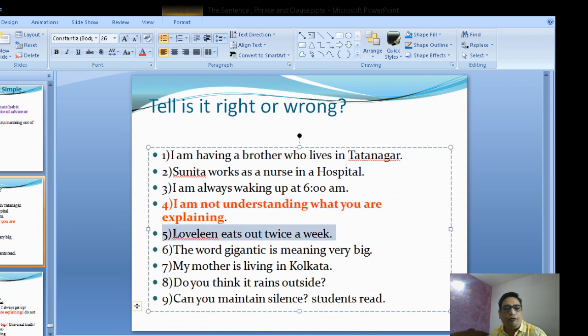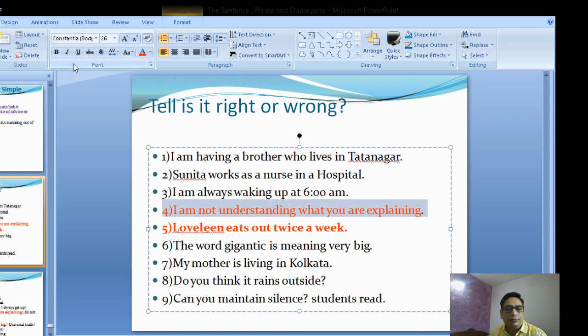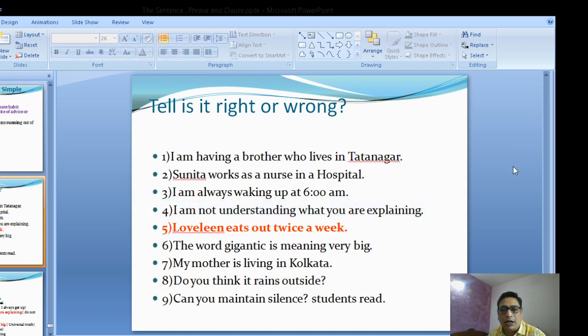Now number 5. Come to number 5. Number 5 is: Loveleen eats out twice a week. Is that a right sentence or a wrong one? If it's correct, write 5, correct. If it's wrong, write 5 and correct the sentence.